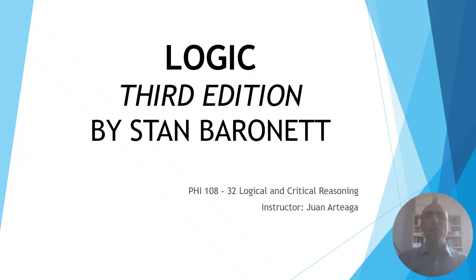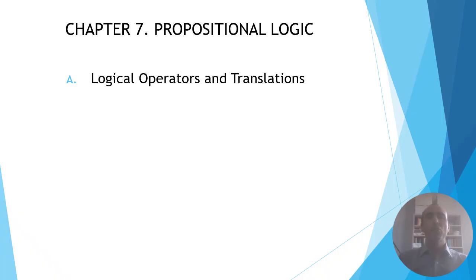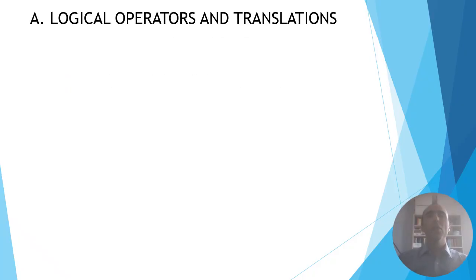Today we begin studying chapter 7 of Baronet's logic. Chapter 7 is about propositional logic. Today we will discuss logical operators and how to translate ordinary language sentences into propositional logic. Propositional logic is part of formal logic.